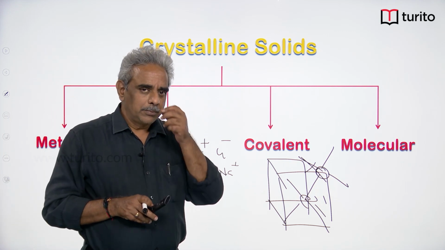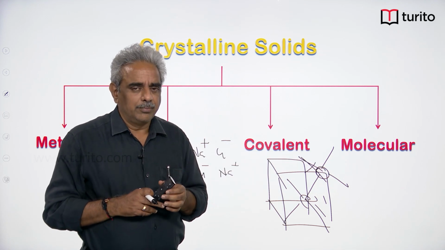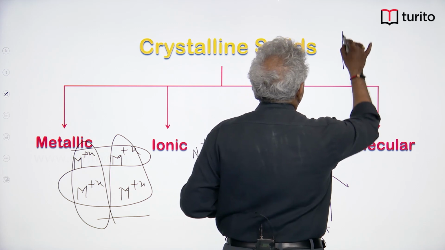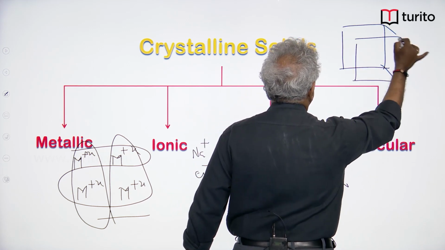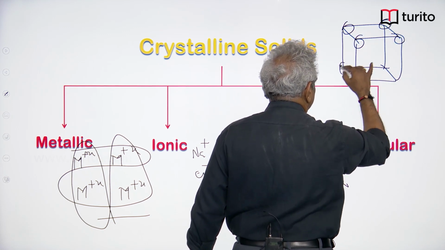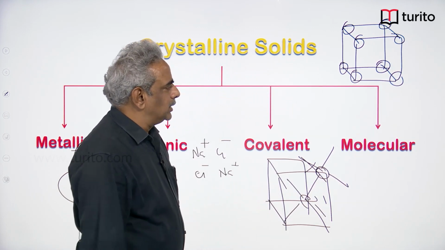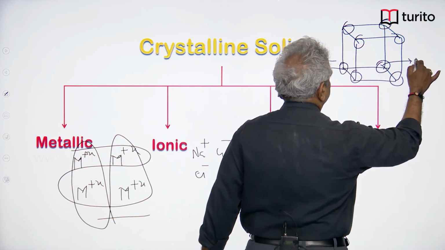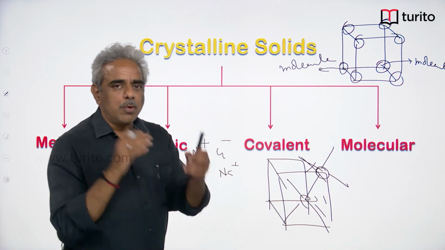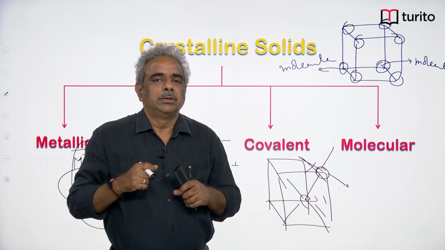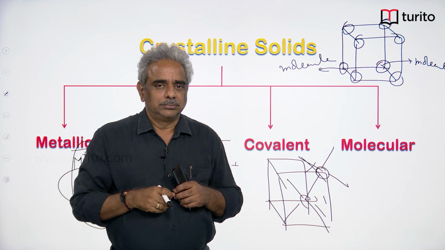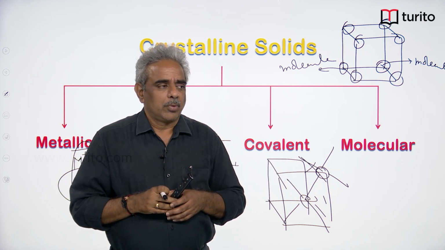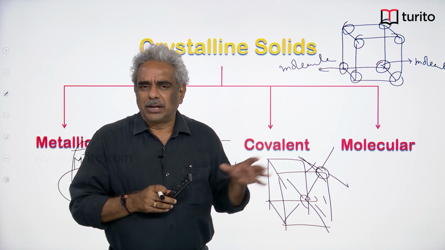Molecular solids. See, covalent and molecular, you should be very careful differentiating by means of structure. In a molecular solid, the lattice points are occupied by molecules. Wherever you have the arrangement of particles, the particle is basically what? Molecule. This is also a molecule. How are two molecules held together? Why are they in the solid state? The molecule can attract another molecule. By what forces? Van der Waals forces, dipole forces, or hydrogen bonding, but all are weak.